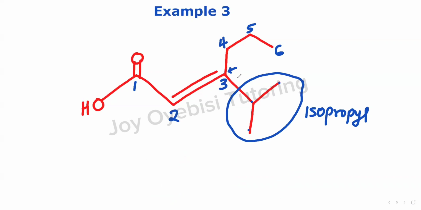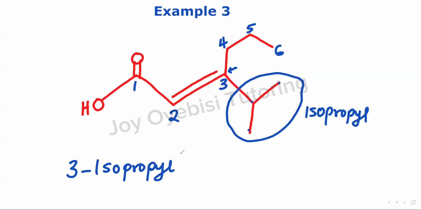We have 2 functional groups here, an alkene and a carboxylic acid. Now, carboxylic acid has way more priority than alkenes. The difference here is that when you name, instead of doing the alkane type of naming and removing the E, this time you're going to do alkene type of naming and remove the E. I'm going to show you what I mean. Start with the substituent as usual. So you're going to have 3-isopropyl.